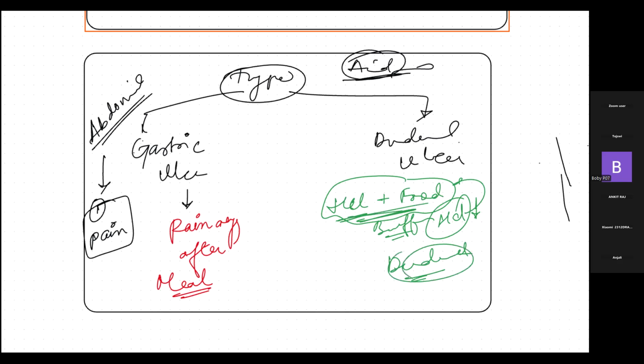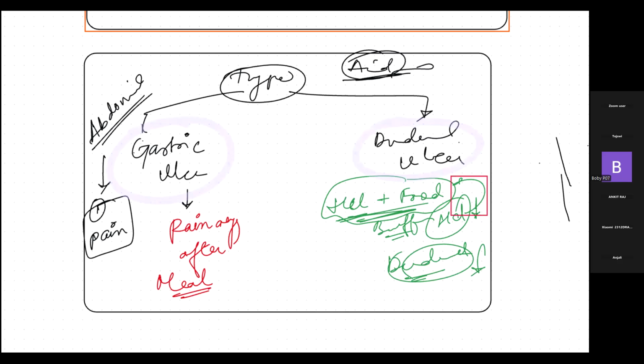So once it is decreased, what will happen? The patient will feel mild relief while taking the food. So if your patient says that I am having pain after taking a meal, it is definitely gastric ulcer. But if your patient says I get relieved by taking the food, then it is duodenal ulcer. I hope that it is clear.